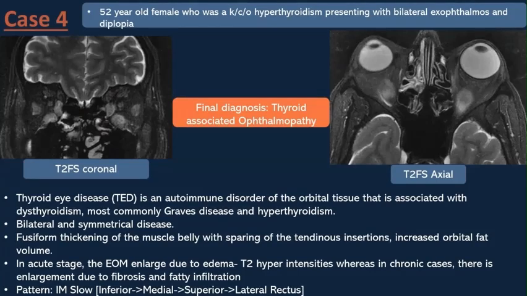Now, this is an autoimmune disorder of the orbital tissue associated with hyperthyroidism. Typically it is bilateral and symmetrical. Now, there is fusiform thickening of the muscle belly with sparing of the tendinous insertions, also known as the Coca-Cola sign. There is increased orbital fat volume.